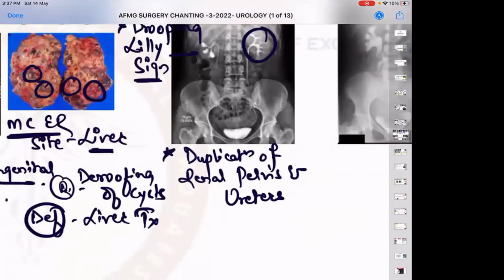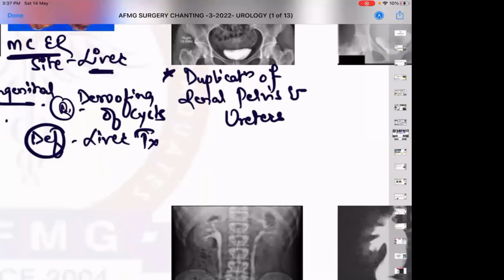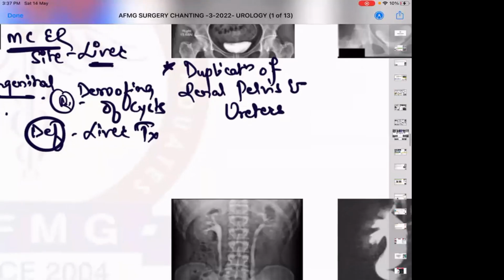So here now, if there would be double ureters, these double ureters more commonly combine and open as a single ureter in the urinary bladder. But sometimes they can also open at other sites, and therefore it is known as the ectopic ureter.